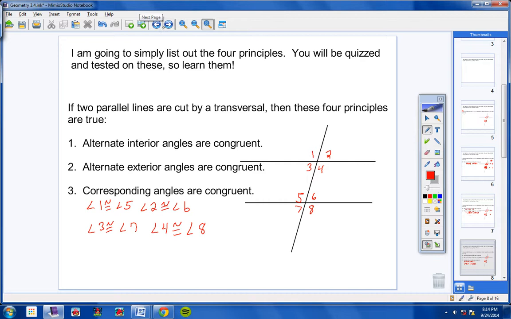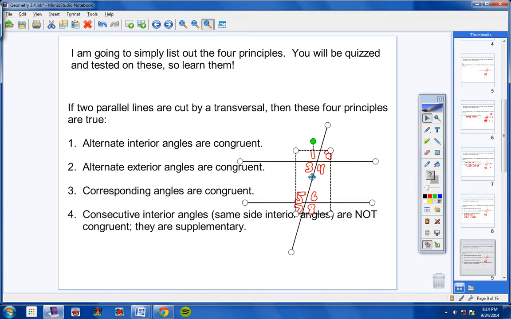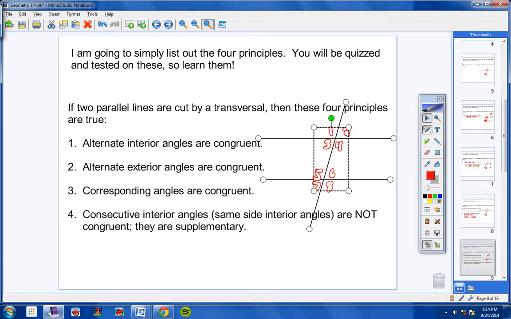Now, principle number 4. Notice these angles are not congruent. Please don't miss this, students. Okay, let me go back real quick and move this around. Hold on one second. Slide this up just a little. There we go. Now, students, listen.